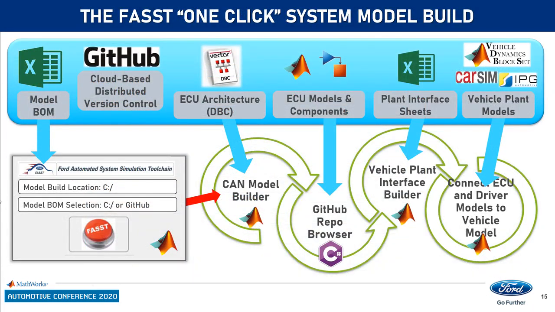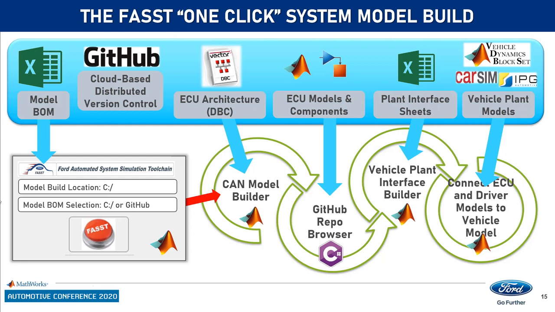So how do we build a FAST model? We have a one-click solution to build a system model. FAST is an automation wrapper for several linked tools. It takes the model BOM as input from GitHub Cloud and runs the tools in sequence to build the model. The CAN model builder builds the skeleton model from the network DBC file. It is developed by MathWorks, Scott Furry, and team for Ford Motor Company.